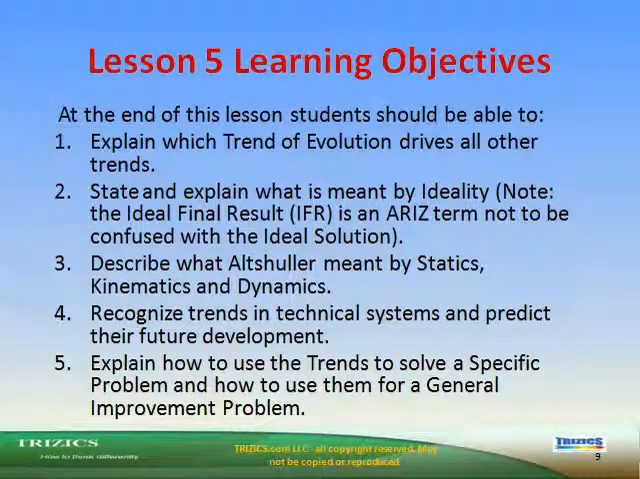Lesson 5 Learning Objectives. At the end of this lesson, students should be able to explain which trend of evolution drives all other trends, state and explain what is meant by ideality, describe what Altschuler meant by statics, kinematics, and dynamics, recognize trends in technical systems and predict their future development, and explain how to use the trends to solve a specific problem and how to use them for general improvement problems.